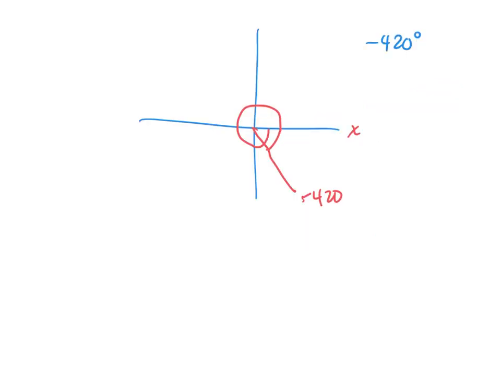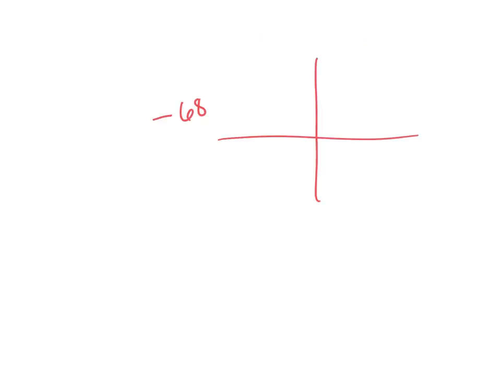So negative 420 would be right there, because you would go all the way around in a negative fashion, clockwise, and then another 60 degrees to get to negative 420. Doing the reference angle, I'm kind of going to look and see where I am. Negative 68 would be easy because it's 68 below going in this direction. So the reference angle would be 68 degrees because it's that far from the x-axis.